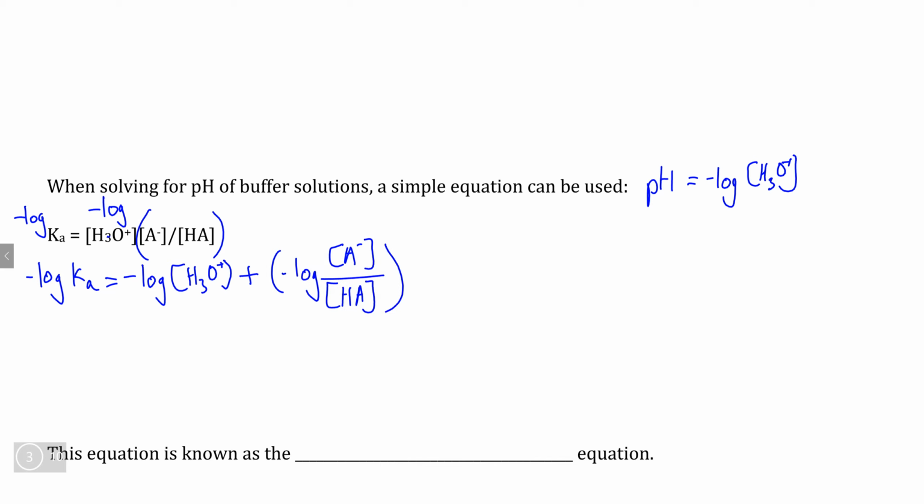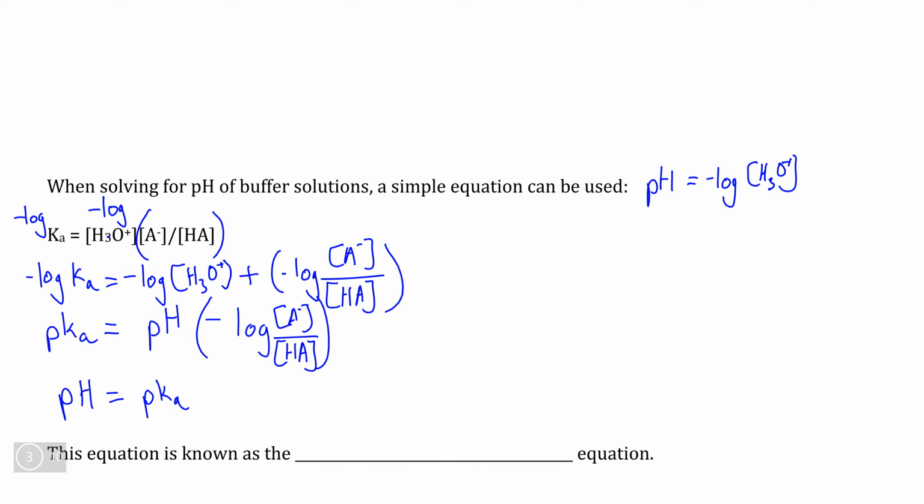Now, we know that the negative log of Ka is going to be equal to the pKa, and we know that this term here, negative log of H3O+, is going to be equal to the pH, and whenever we add a negative number, that's the same thing as subtraction, so pH minus log of the concentration of A minus divided by the concentration of HA, and we can isolate pH by adding this term, the negative log of the ratio of acid and conjugate base, to the other side of the equation, where we would have pH is equal to pKa plus the log of the ratio between our conjugate base and acid.